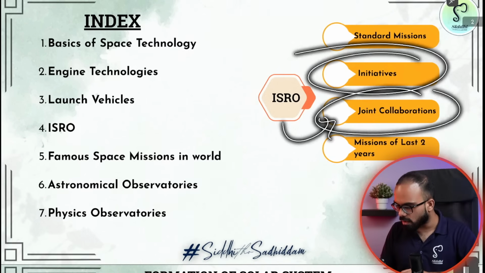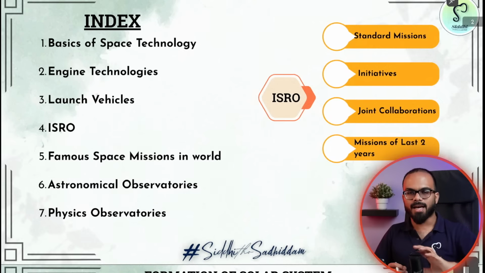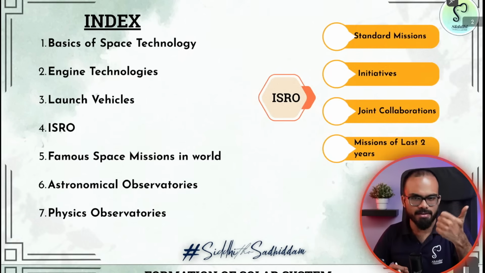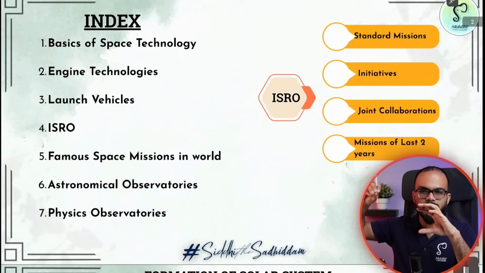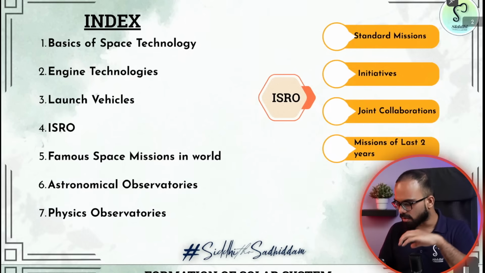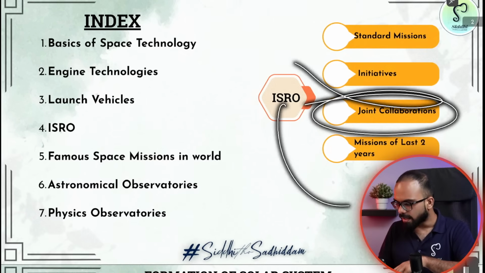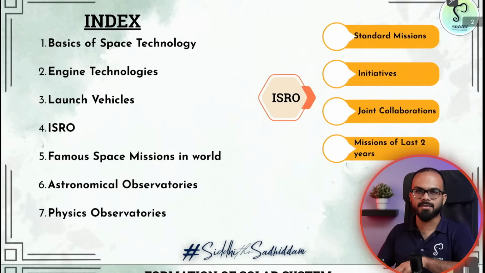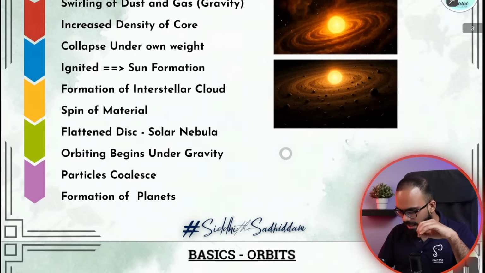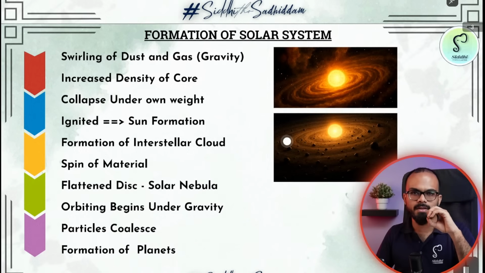Then ISRO is doing a lot of joint collaboration activities. For example, ISRO is working with France, Japan's JAXA, and other countries. So ISRO works with various different organizations. We have to study about ISRO's joint collaborations and also missions of ISRO in the last 2 years. So this is our index for today, and we will be starting with the solar system.